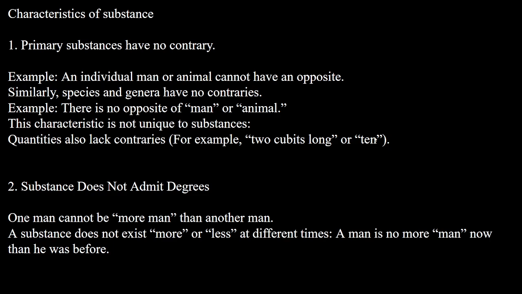And so we need to know about the characteristics of substance. First, primary substances have no contrary, which just means that, for example, an individual man or animal cannot have an opposite. Similarly, species and genera have no contraries as well. There is no opposite of man or animal. This characteristic is not unique to substances because it is applicable to quantities as well. For example, there is no such thing as the opposite of 10. There is no such thing as the opposite of 2 cubits long. Secondly, substances do not admit degrees, and we will skip that because I've already explained what that means, which just means that nothing can be more of a substance than another substance.